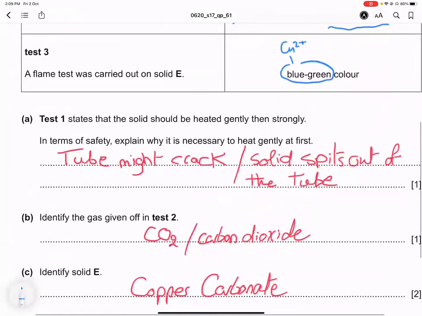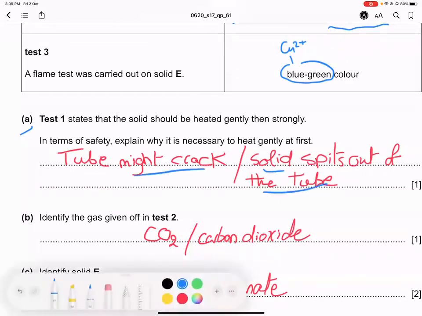In terms of safety, explain why it's necessary to heat gently at first. You heat gently at first simply because if you heat the tube strongly directly, the tube might crack or the solid might spit out of the tube. The solid spits out of the tube because of the heat. It can go out of the tube, or the tube gets the high temperature of the flame and could crack. So heat it gently and then strongly.